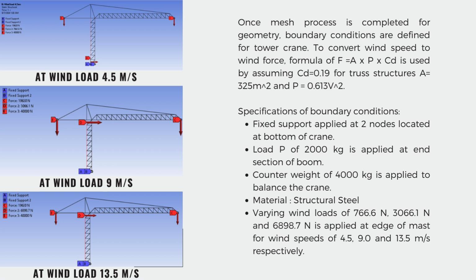The fixed support is applied at two nodes located at the bottom of the crane. Load P of 2000 kg is applied at the end section of the boom. The counterweight of 4000 kg is applied to balance the crane, while varying wind loads of 766.6 to 6898.7 Newton are applied at the edge of the mast for wind speeds of 4.5 to 13.5 meters per second respectively.